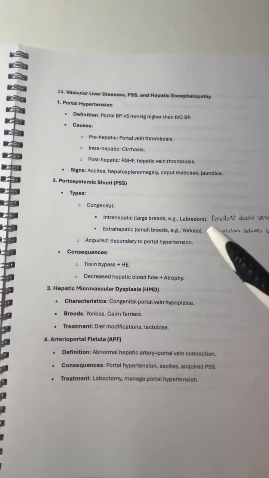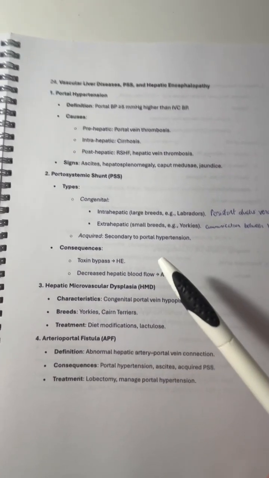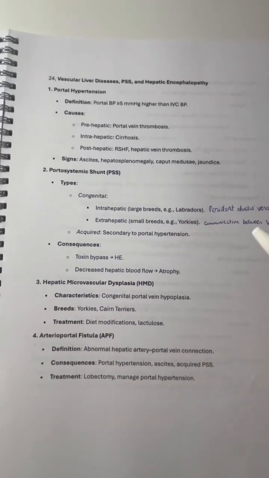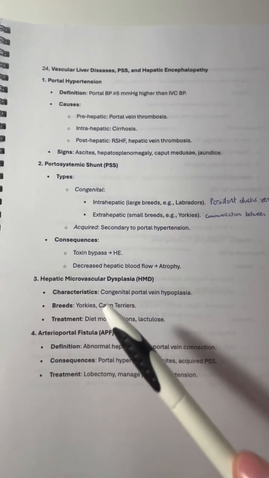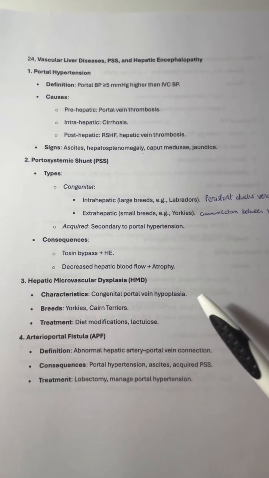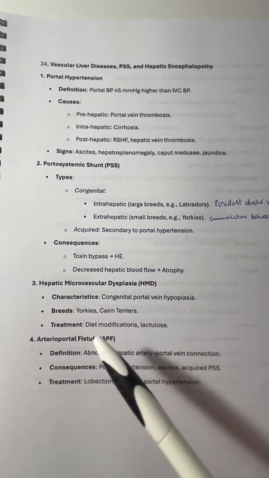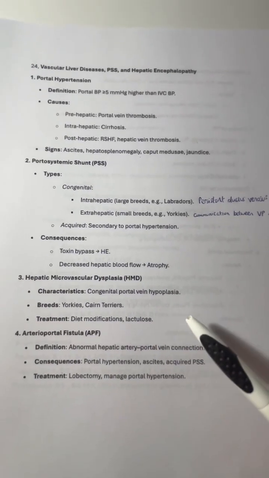The consequences of portosystemic shunt are that toxins bypass the liver, which causes hepatic encephalopathy. There's also decreased blood flow to the liver, which causes atrophy. In the case of hepatic microvascular dysplasia, the characteristic is congenital portal vein hypoplasia. The breeds it affects are Yorkies and Cairn Terriers, and for treatment you need to modify the diet and give lactulose. This is to help with the increased ammonia.